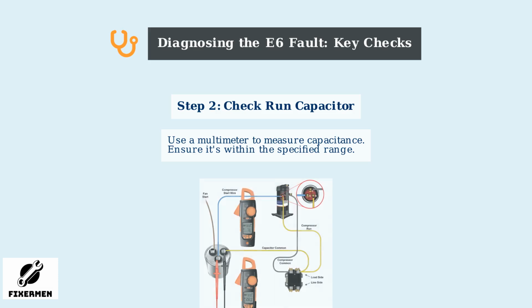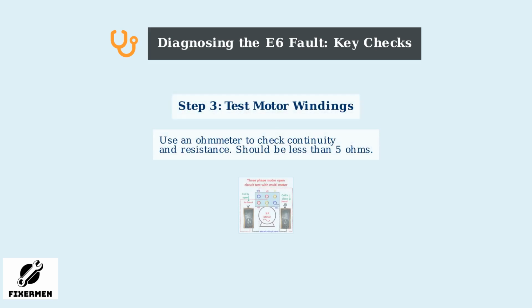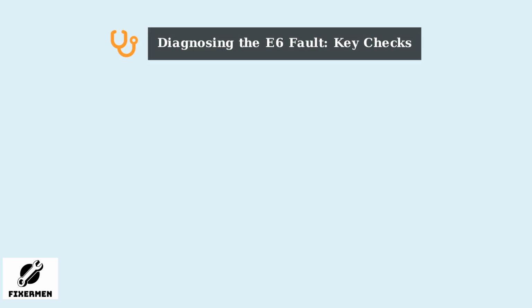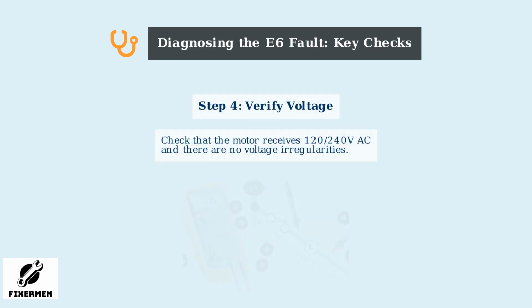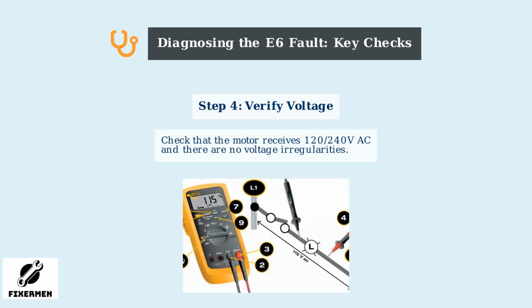Next, check the run capacitor using a multimeter. Measure the capacitance to ensure it falls within the manufacturer's specified range, as a faulty capacitor can prevent the motor from starting properly. Then, test the motor windings with an ohmmeter for continuity and resistance. The readings should be within the manufacturer's specifications, typically less than 5 ohms, to confirm the windings are intact. Finally, verify that the motor is receiving the correct voltage of 120 or 240 volts AC, and check for any voltage irregularities that could cause the E6 fault.